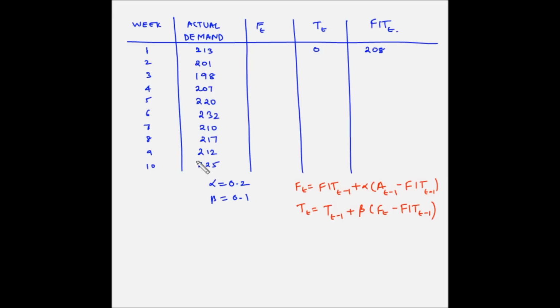So this is the information that has been provided to us. We have week 1 through 10. We have been provided the actual demand. And for the first week, we have been provided the forecast. We have also been provided the values of alpha and beta. And these are the formulas to find out the forecast, trend, and then when we add these two up, we'll find the forecast including trend for that period. So let's start with week number 2.